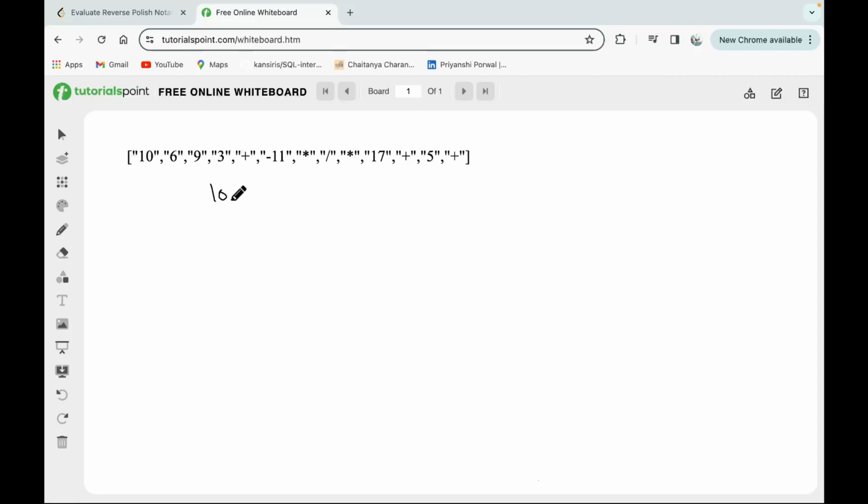So how can I write it? First I'll just take the integers from here, 9, 3, then we have this plus operator, then we have a minus 11, then we have this multiplication, then divide, then another multiplication, a 17, then a plus 5 and plus. All right, so this is the given string. Now I have to calculate the value that it is going to yield, right? How am I going to go about it? So I'll first start with, let's say, the plus operator, and I have to take two operands, right? So two operands are this, right?